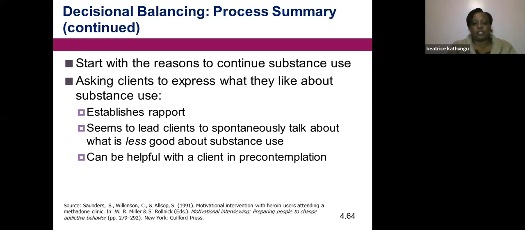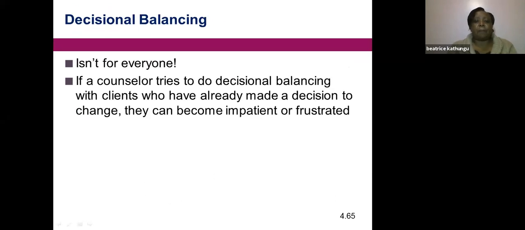Supposing you are to change, what would be the benefits of making the change? What would be the costs of making the change? And this can be helpful to make the client contemplate. Please keep in mind, decisional balancing is not for everyone.